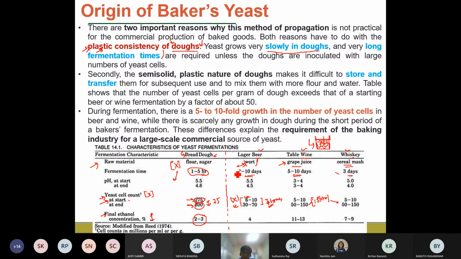Okay, so in the case of the lager beer, the final concentration is around 4%. The table wine is in the range of 11 to 13, and the whiskey, it is 7 to 9. So this is the final ethanol concentration. A point to remember is that this is the final ethanol concentration in the fermentation batch. Okay, and after that, these are taken out, and then downstream processing is carried out to improve the overall ethanol concentration or the purity of the product.